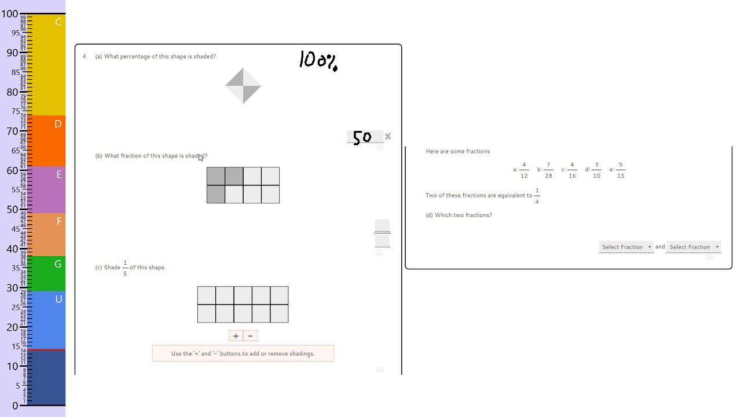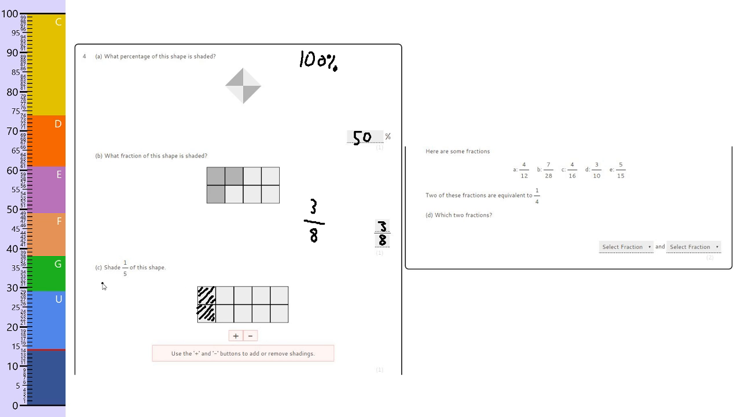What fraction of the shape is shaded? For our fraction, the bottom will be the total number of squares. There are 4 at the bottom, 4 at the top, so that's 8 in total. And how many are shaded? 3 of them. So it would be 3 over 8. Shade in a fifth. What's a fifth of the top row? There are 5 squares there, and a fifth would be 1 of the 5. So I'm going to shade in 1 of the 5 at the top. And at the bottom, there are 5 squares, and I want to shade in 1 of them.